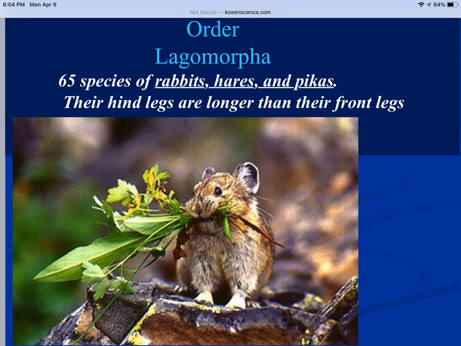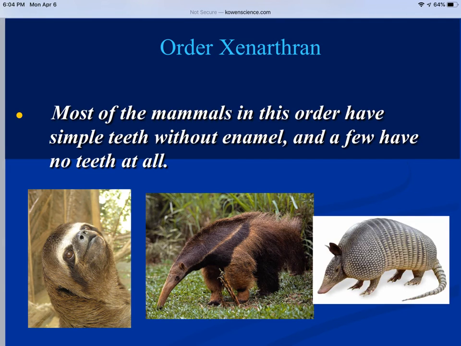Here we have the order Lagomorpha. This includes rabbits, hares, and pikas. Their hind legs are longer than their front legs. Here we have the phylum Xenothera. This right here includes our sloth, our anteater, and our armadillo.